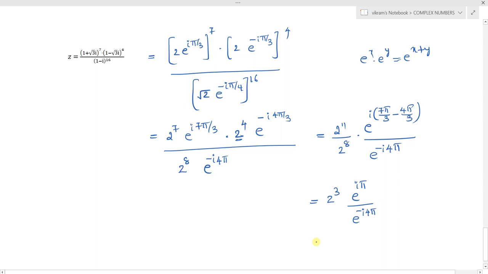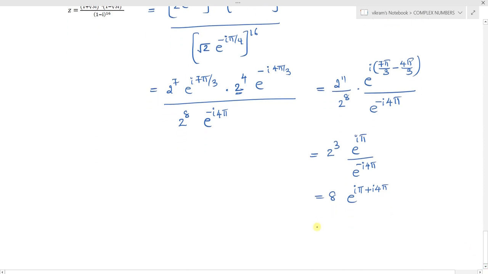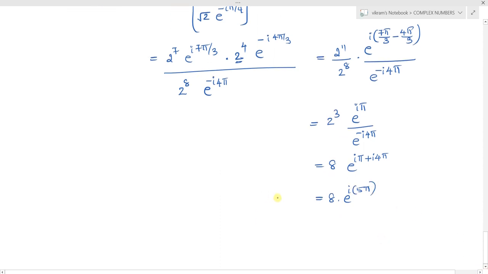So now this can be written as 2 cube, which is 8, into e power i pi, and minus 4 pi will become plus, e power i times 4 pi. Then we can write this as 8 into e power i times 5 pi. Okay, which is the complex number z in Euler's form, and he is asking us to represent it as a plus ib.